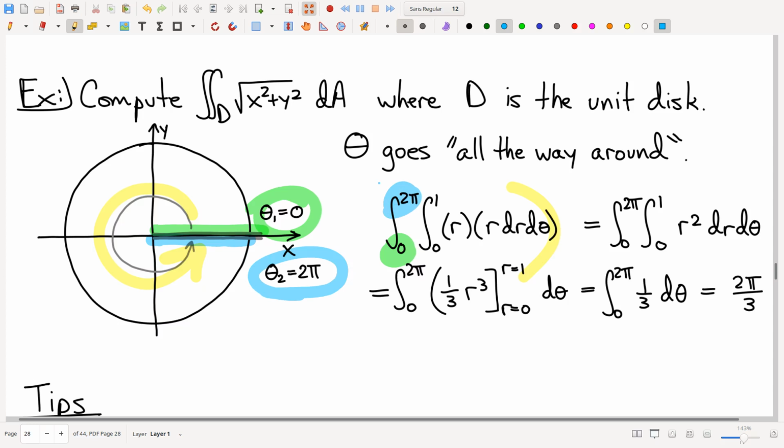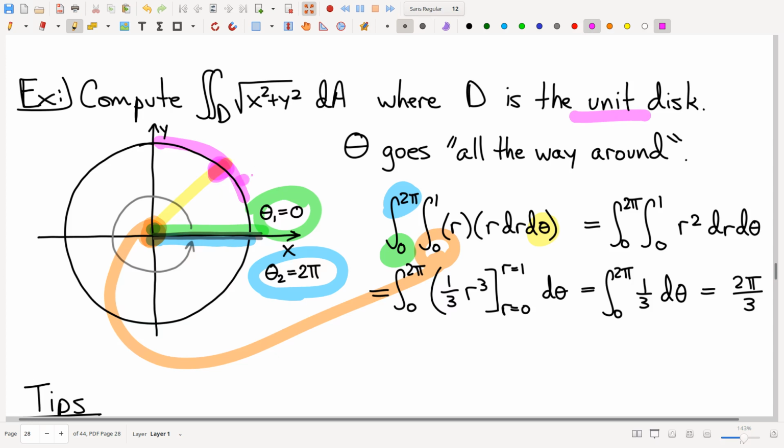Yeah? And now, okay, let's fix a value of theta, some arbitrary value of theta. Fix a value of theta like that. And now let's think about what r does. r starts at the origin, where r is, of course, 0. And we end at this point here, and that point is on this curve, which is the unit circle, where, of course, r equals 1. Everybody buy it?